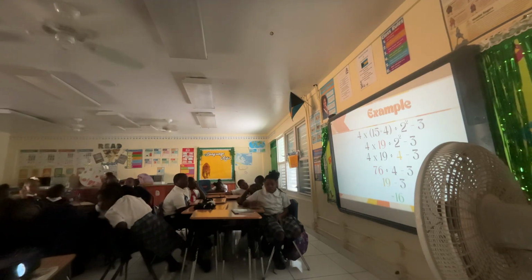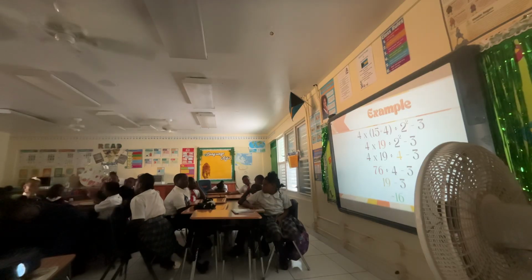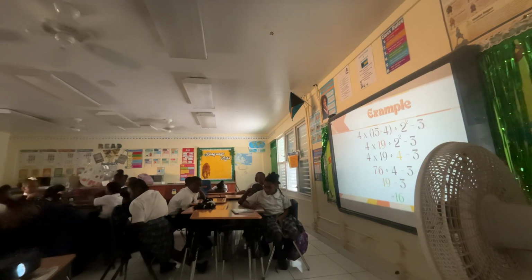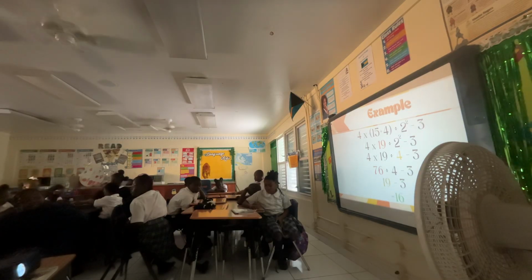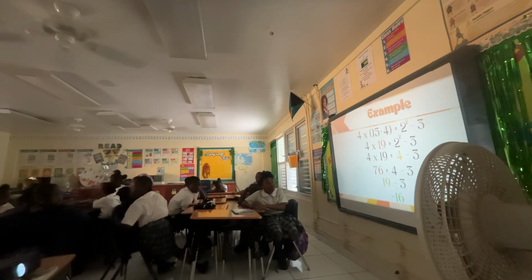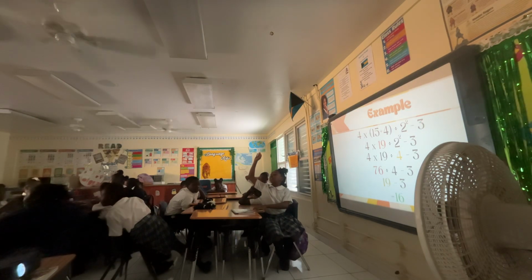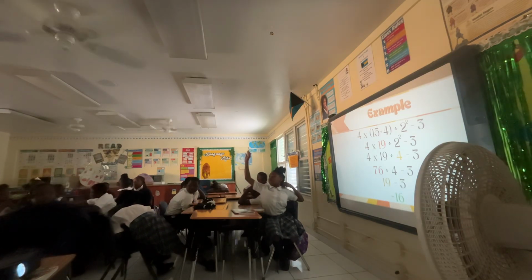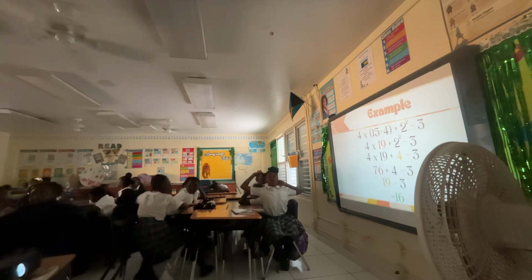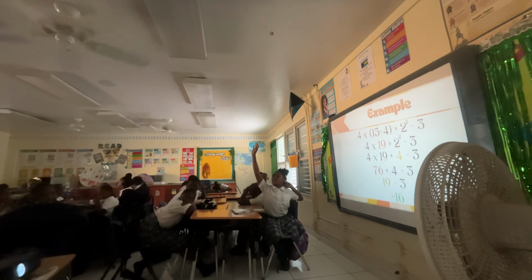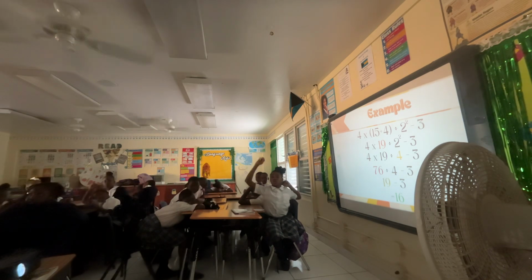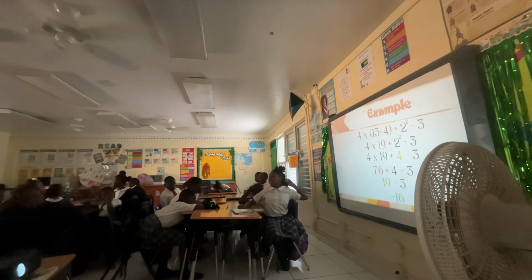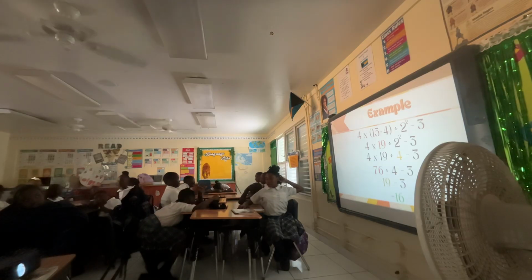Now we've reached our last step. What is our last step in this problem? Subtract. So what are we subtracting? The 3 from what? The 3 from 19. And our answer is what, grade 5? 16. Our answer is 16.